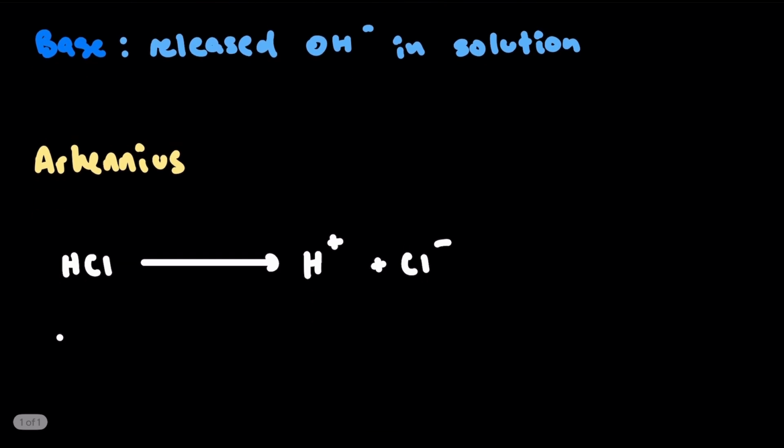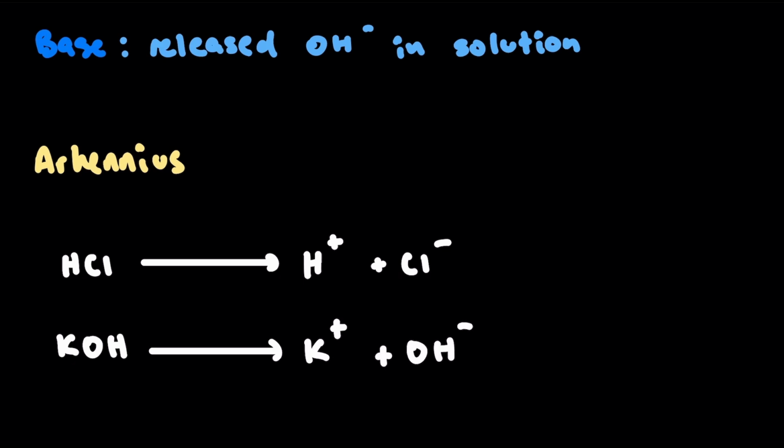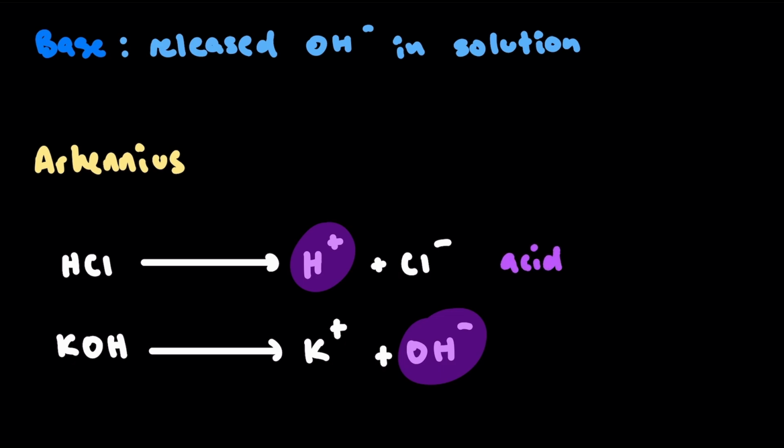So we'll have a look at potassium hydroxide. According to Arrhenius, you can split these into cations and anions, and because you are releasing an OH-, that's what makes it an acid or a base. In this case, H+ makes it an acid, and in this case, OH- makes it a base.